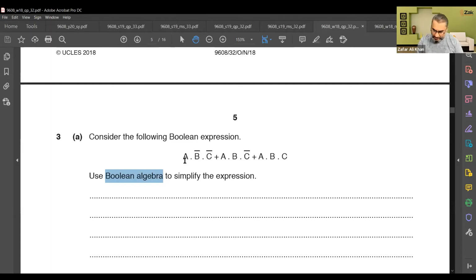It says A, B naught, C naught plus A, B, C naught plus A, B and C. Use Boolean algebra to simplify the expression.